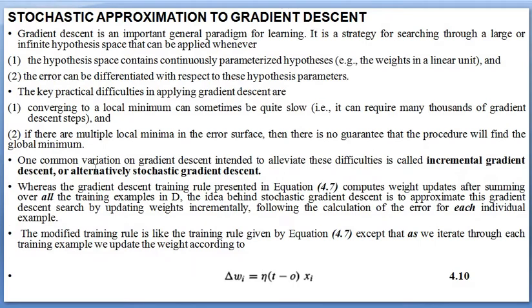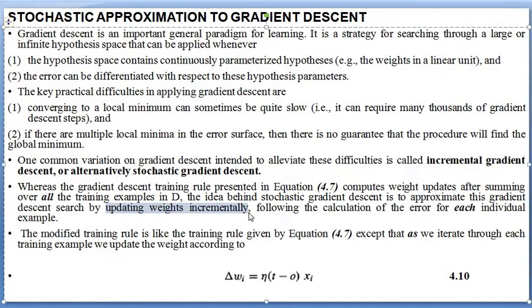So compute the weights after summing over all the training examples in D. But here we have removed that summation. Okay, so why? Because if we do the summation over here, then we will come up with multiple local minima, which will not guarantee that we find the global minima. So for that purpose we will remove the summation from equation 4.7.